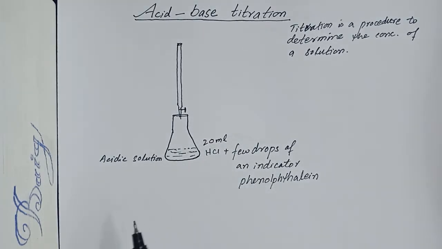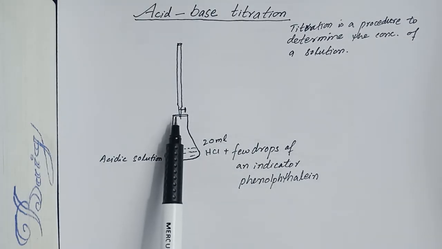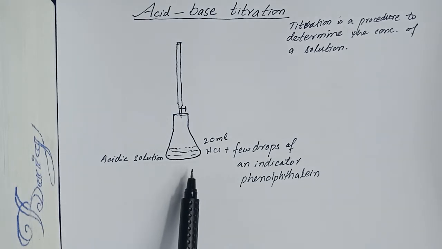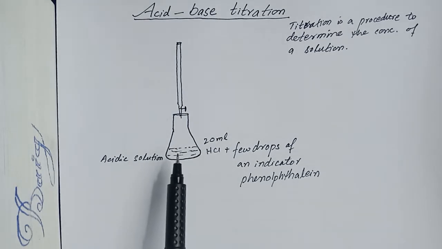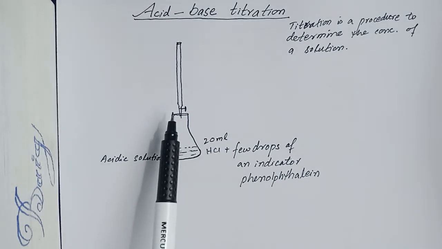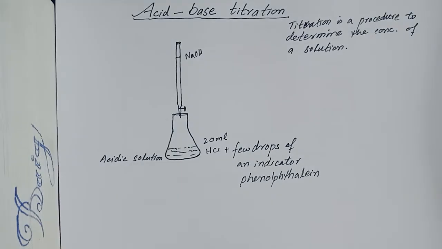Up here in the burette we need to add a standard solution. For example, we need a base that can neutralize this acid. If we are taking a strong acid, we need a strong base to neutralize it. So we need to take the standard solution of sodium hydroxide. So let's say we have poured a sodium hydroxide solution into the burette, having a concentration of 0.100 molar. Now we are ready to start the titration.